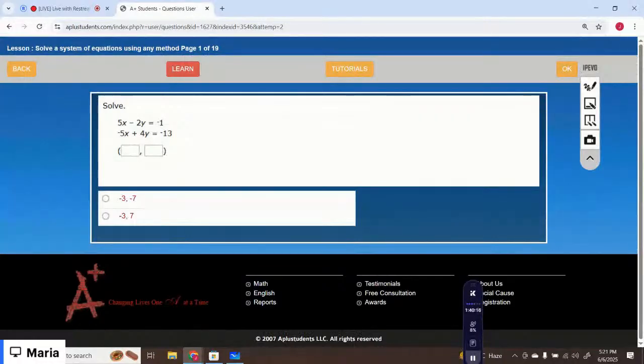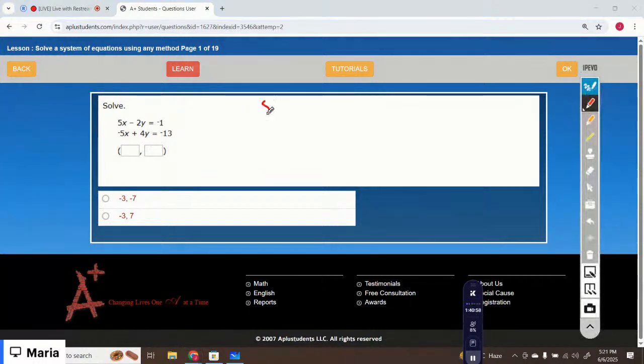5x minus 2y equals negative 1. Negative 5x plus 4y equals negative 30. So just look at the equations. The coefficients of x are 5 and negative 5, right? So when you add the equations, just add the equations.